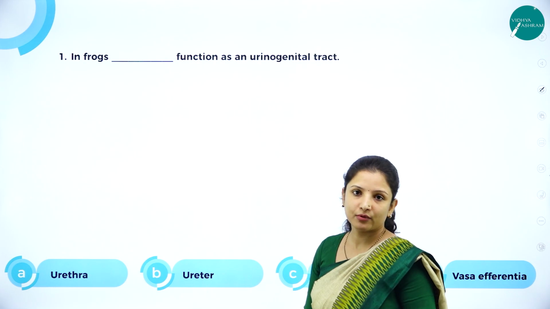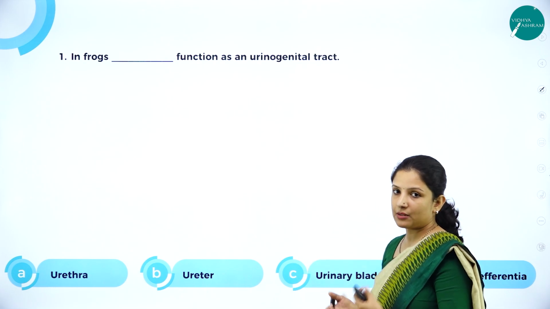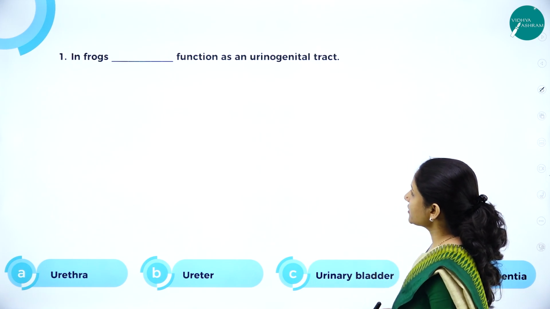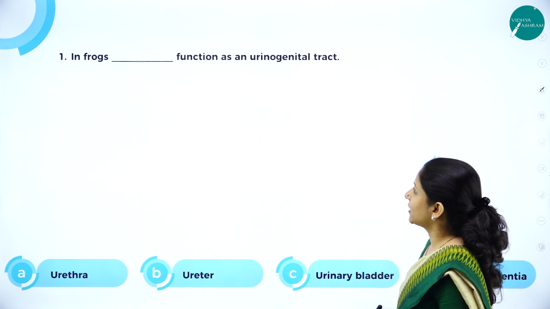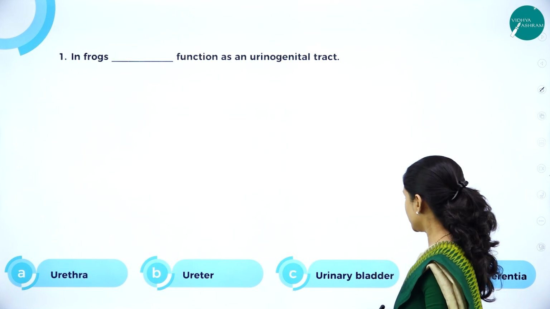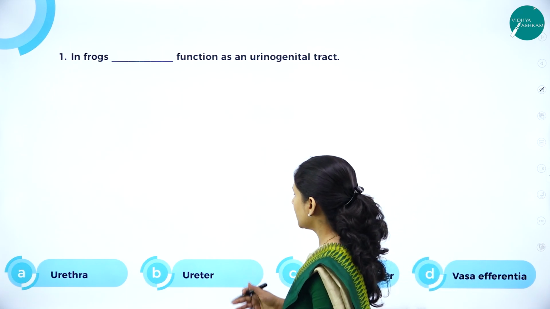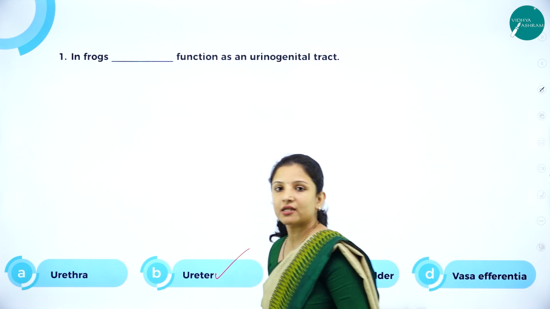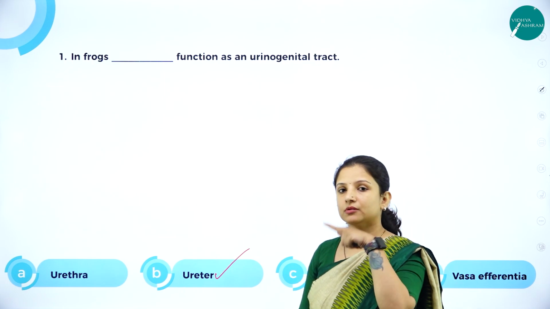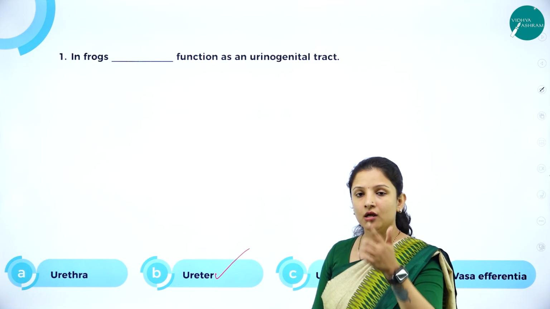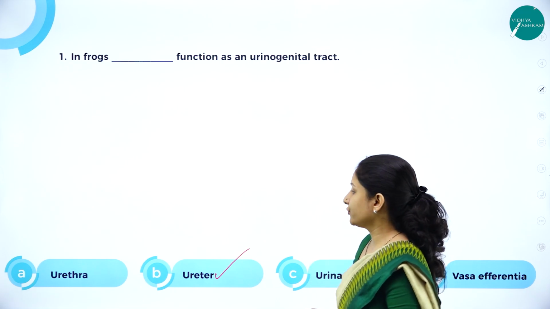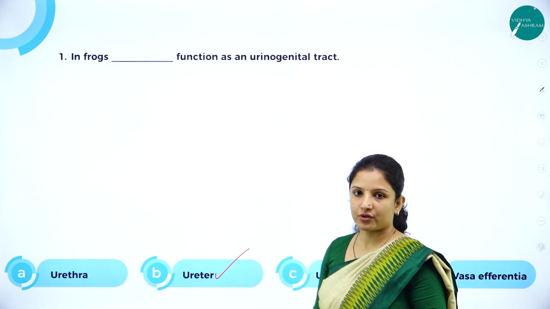So now let's learn some of the MCQs that can be framed from the exam point of view under this particular topic. The first one: in frogs, dash functions as an urinogenital tract. Is it the urethra, ureter, urinary bladder, or vasa efferentia? It is the ureter, because the ureter is connected to the kidney as well as to the testis through the Bidder's canal. Therefore, it is capable of transporting the sperms as well as the urine. So the right answer here is B, ureter.